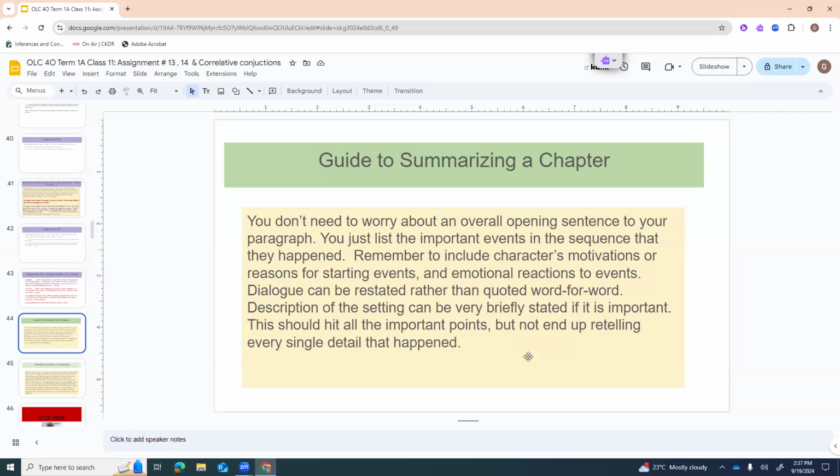Having said that, you probably don't need to list dialogue. You can usually just restate it rather than quoting it word for word. The setting, depending on what you're writing about, sometimes is not really that important. It can often be very briefly stated, like, at the house, so and so said, that kind of thing. You don't have to go into a lot of detail about it, even if the book went into a lot of detail about it. You want to hit all the important points, but not retell every single little detail. You're looking for the big stuff, right?